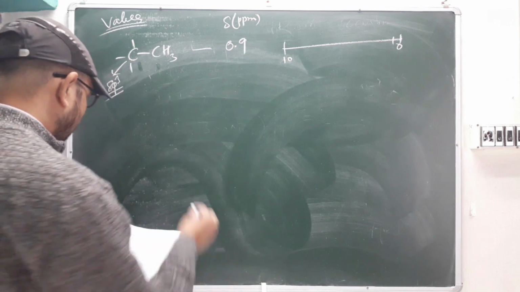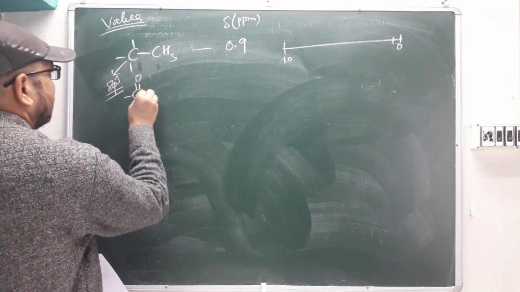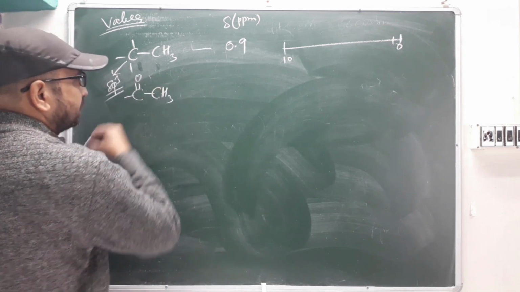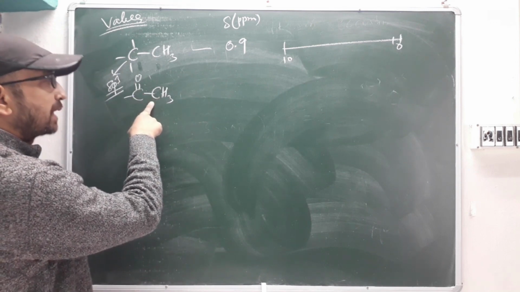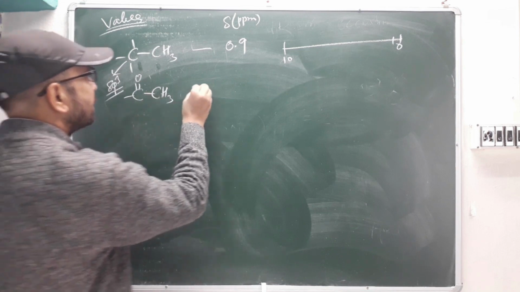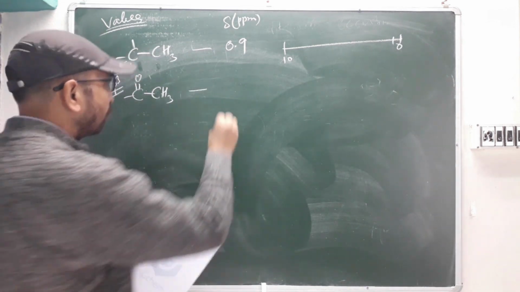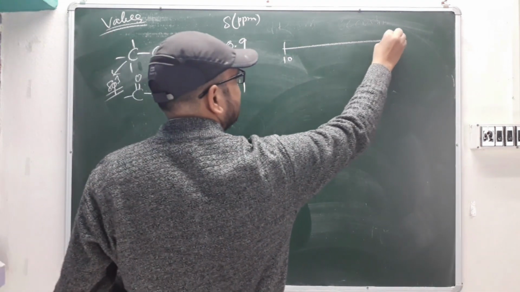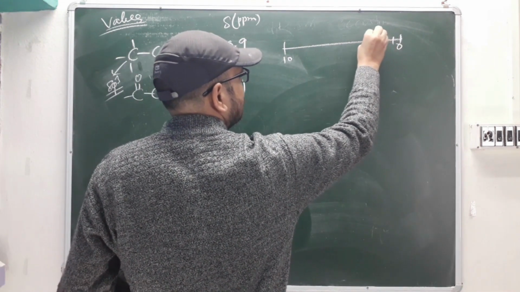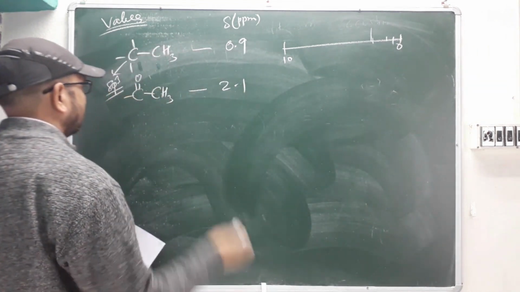Then the next value I'll write is for an acetone type of thing. Suppose beside the carbonyl there is a carbon with hydrogen. This hydrogen will feel a value around 2.1. So suppose this is 1, this is 2, that peak will come here, 2.1.